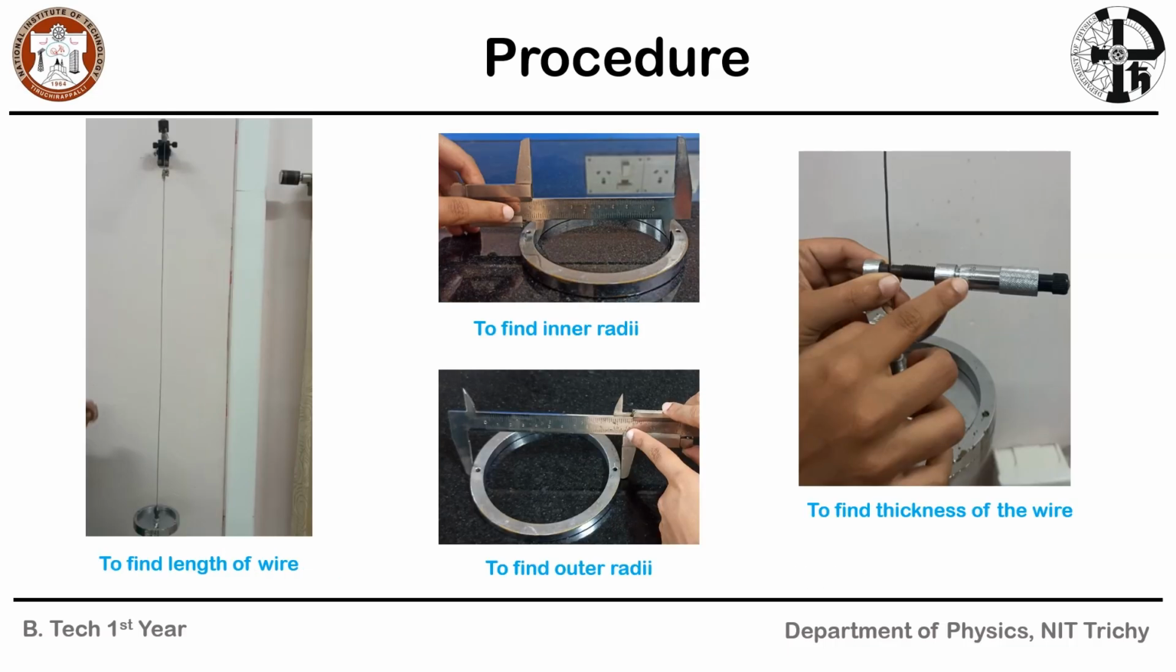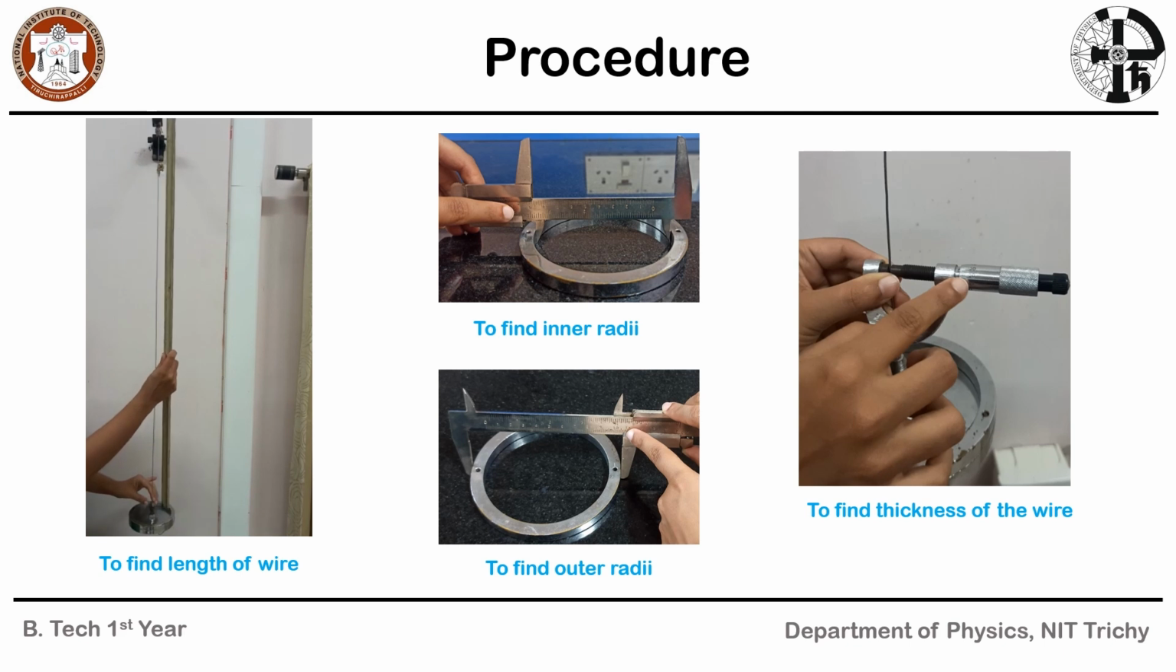After measuring the time periods, now we will measure the different parameters of the wire and the annular ring. On the left hand side, here we are showing a video how to measure the length of the wire. From this point till this point, we have to measure its length. So we'll be using a meter scale and place the meter scale vertically and measure the length.